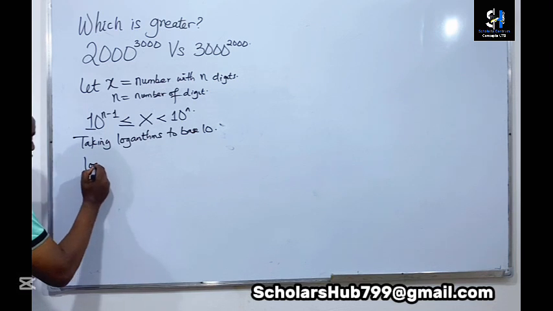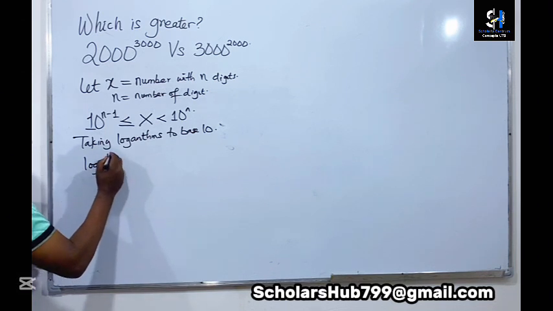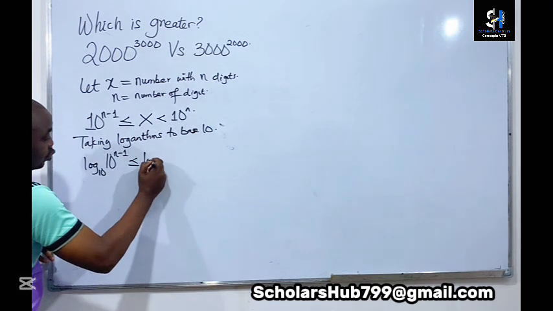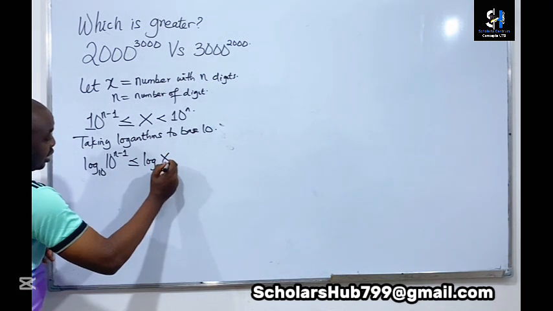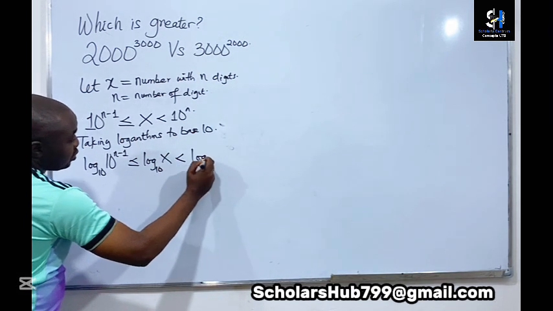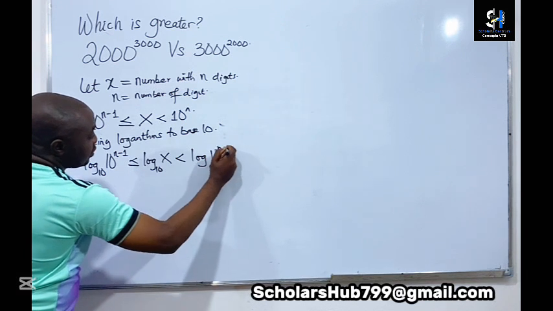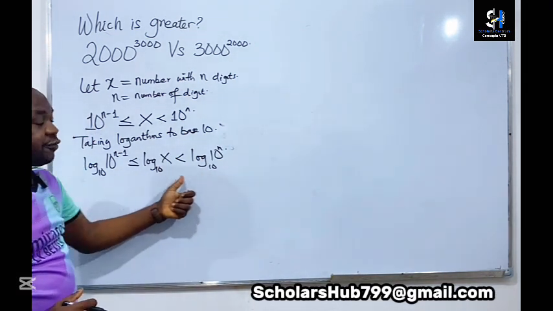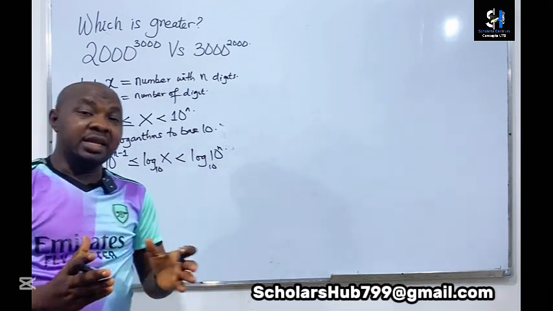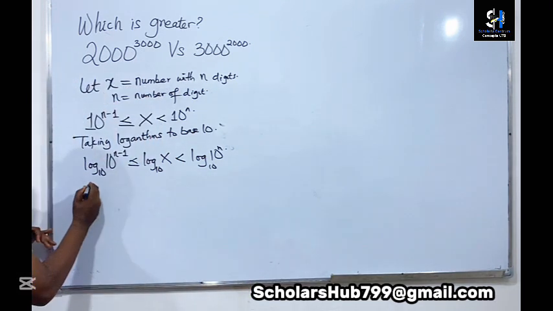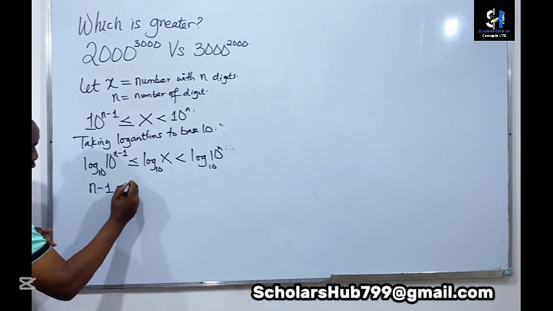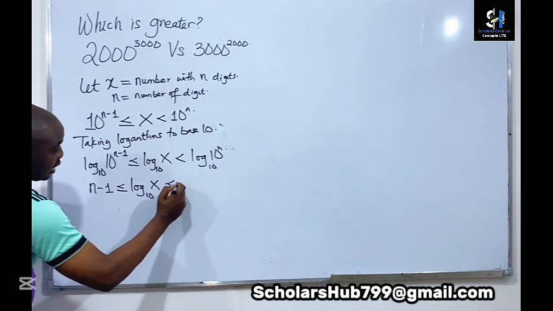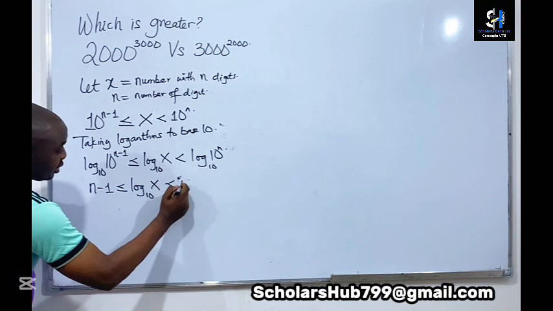In this case, we have logarithm to base 10 of 10 raised to the power of n minus 1, less than or equal to logarithm to base 10 of x, less than logarithm to base 10 of 10 raised to the power of n. Now we can transform this into what we call a linear range. This reduces to n minus 1 less than or equal to logarithm to base 10 of x, less than n.